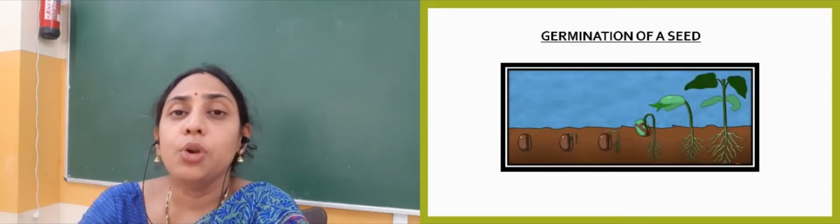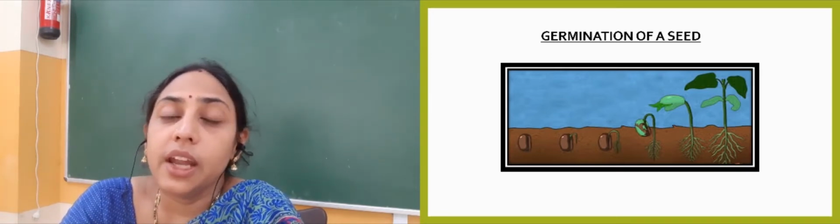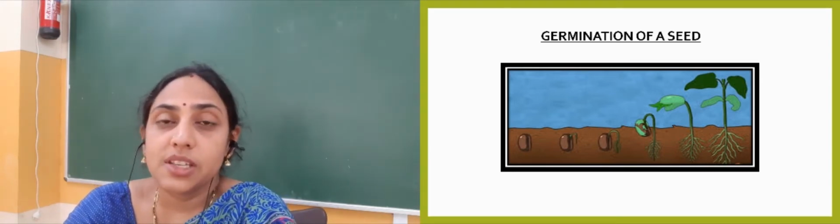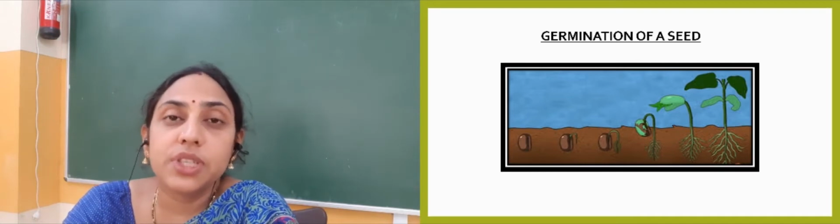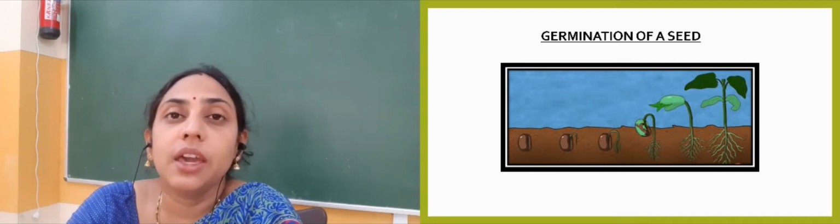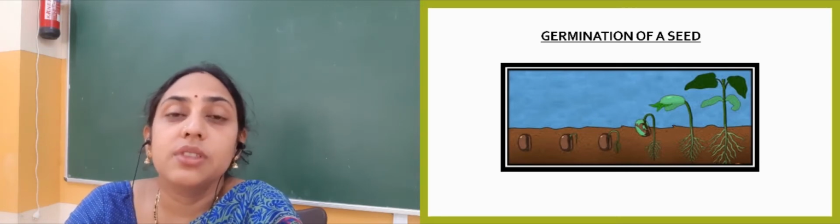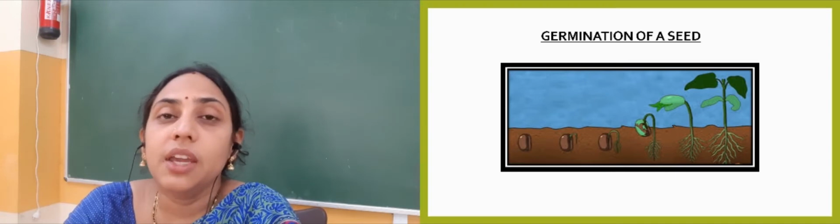Now, how do different plants grow? There are many ways the different plants grow. The process is called reproduction. That means it is the process by which living things multiply and produce new things of their own kind. So that process is called reproduction.